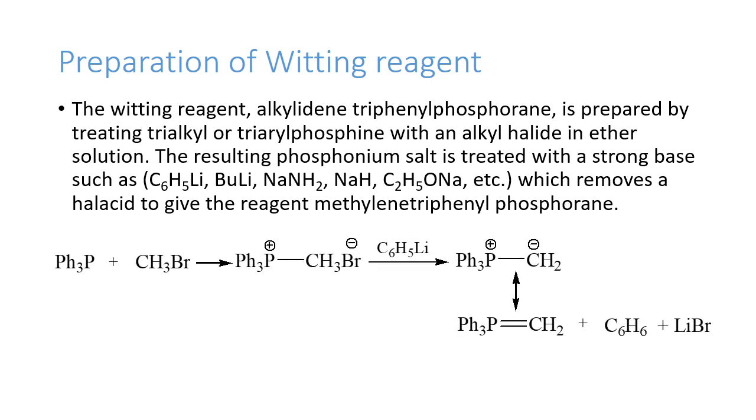For example, as you can see here, this is a scheme of how we can prepare our Wittig reagent, which is very key in the Wittig reaction. We can see we have triphenyl phosphorus and methyl bromide. We form this intermediate, which is treated by the base to form our compound, which is undergoing resonance. We can see this resonance in this next step.